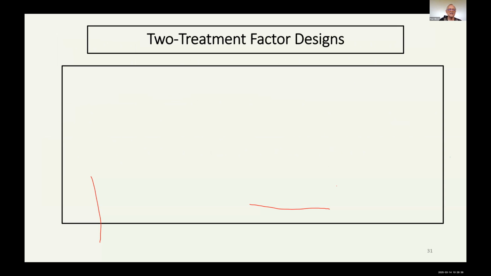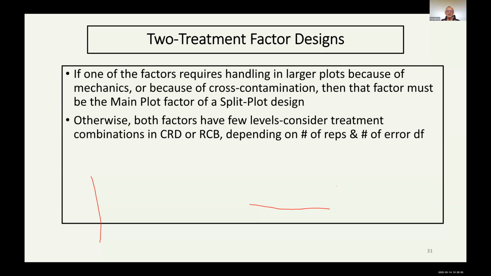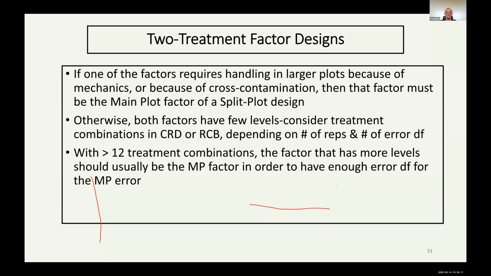Now, many times there are two treatment factors. And if one of the factors requires handling in larger plots because of mechanics or because of cross-contamination, then that factor must be the main plot factor of a split plot design. But otherwise, both factors have few levels, and therefore you could consider treatment combinations randomized in CRD or RCB, depending on the number of reps and the number of error degrees of freedom.